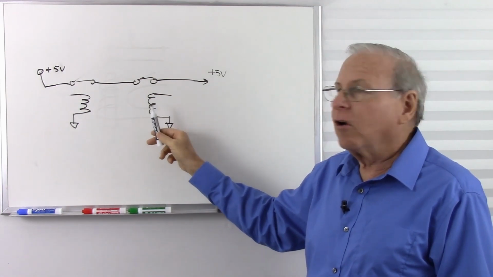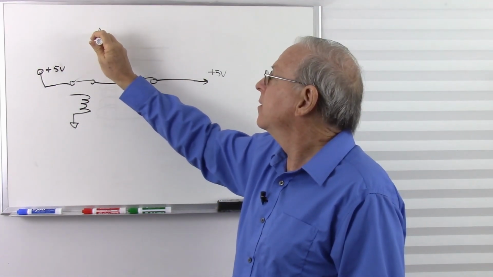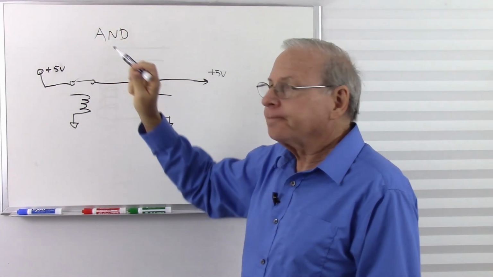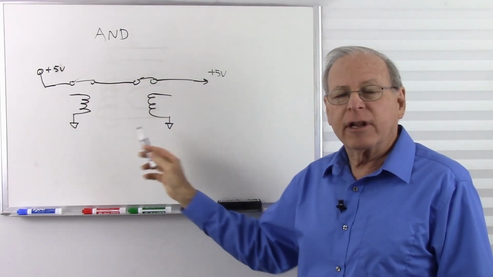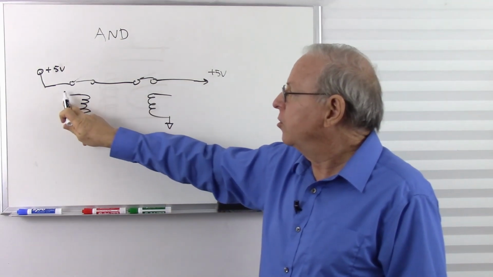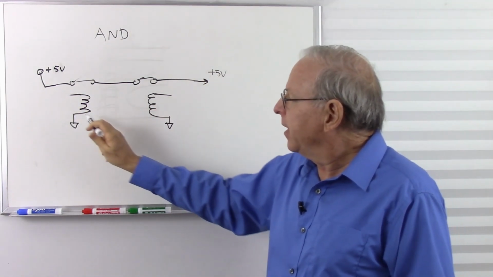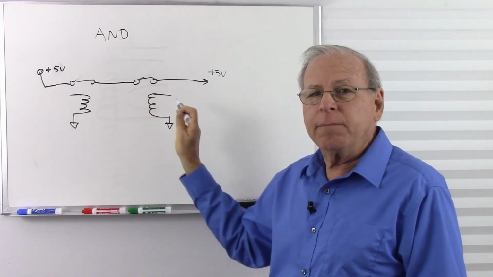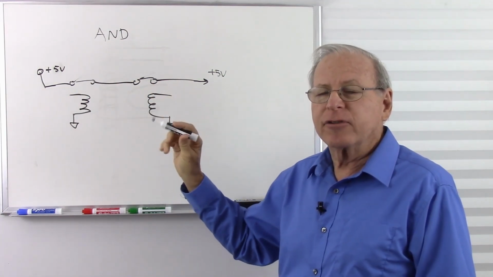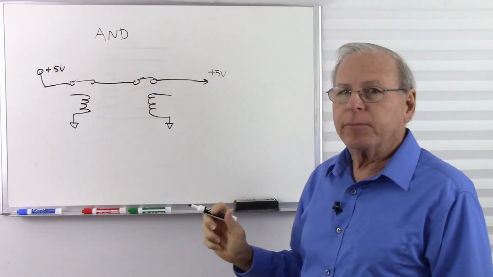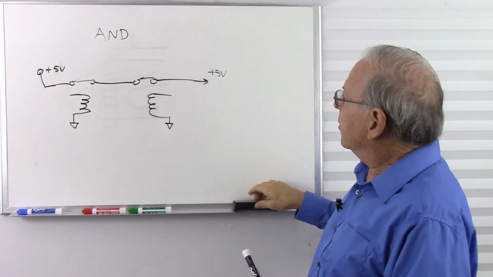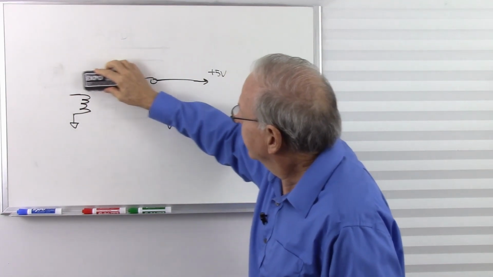So I have a function called AND. And in modern terms, we would call this particular circuit an AND gate. Two inputs, one output, and only if both inputs are energized, both this one and this one, do I get an output. There's another way I can arrange these switches.